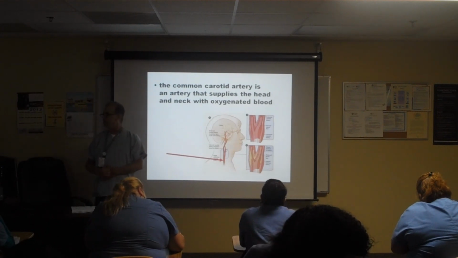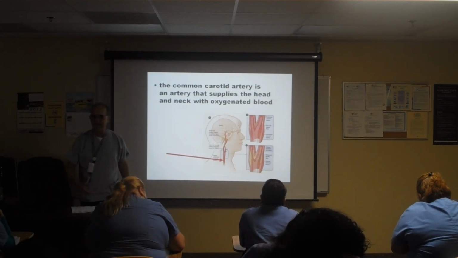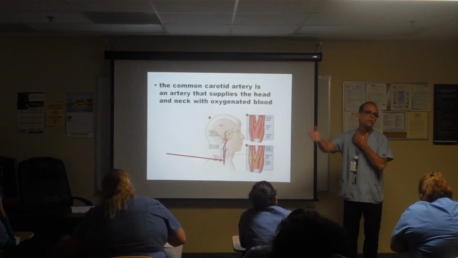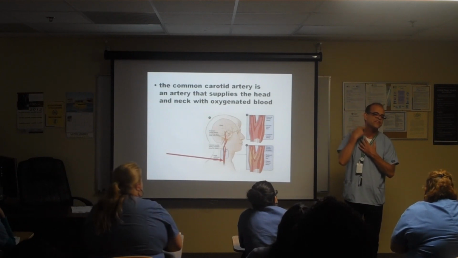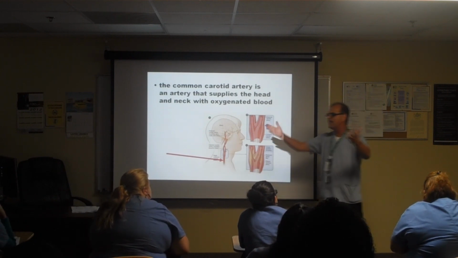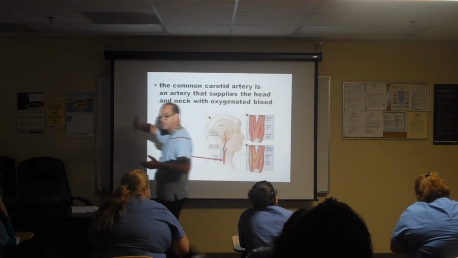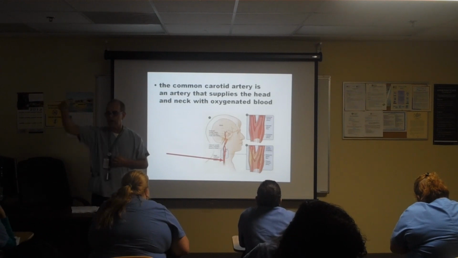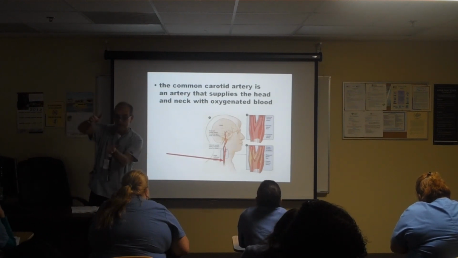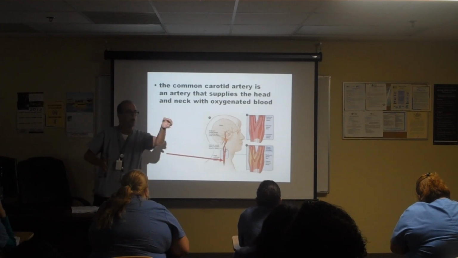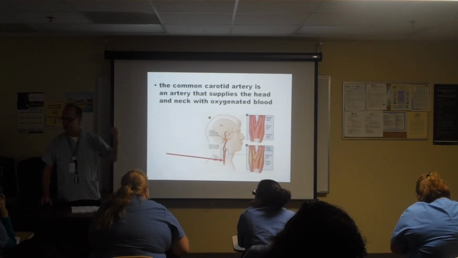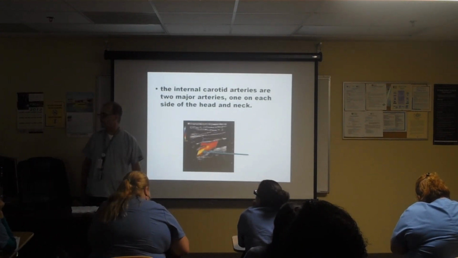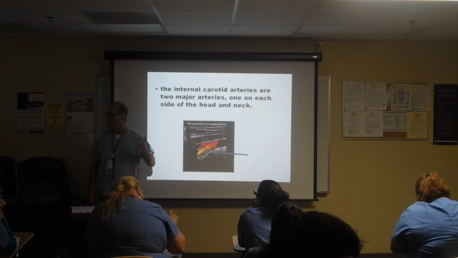The common carotid artery is the artery that supplies the head and the neck with oxygenated blood. Very important, very easy to scan. You put your transducer here near the sternocleidomastoid muscle and you can easily find the carotid at the side of the thyroid gland and at this side the jugular. You put a little pressure, the internal jugular vein closes, but the common carotid remains open. Remember, oxygenated blood.